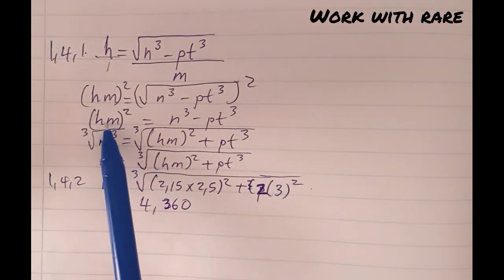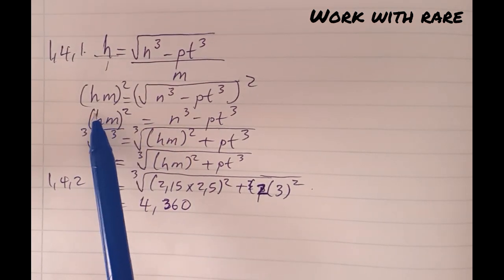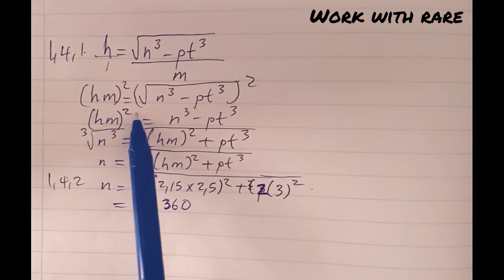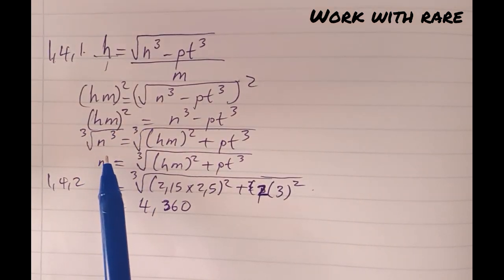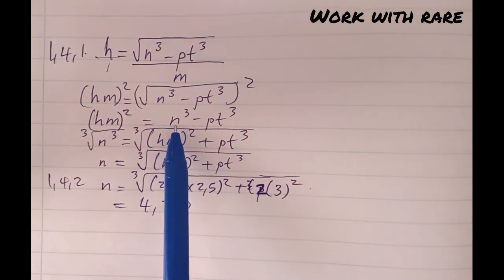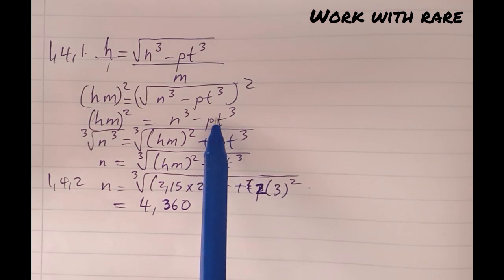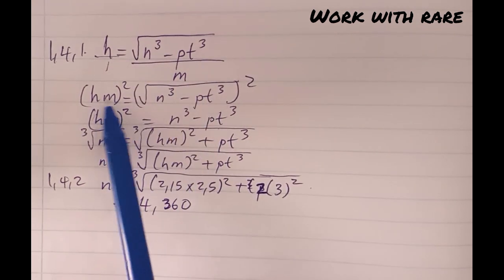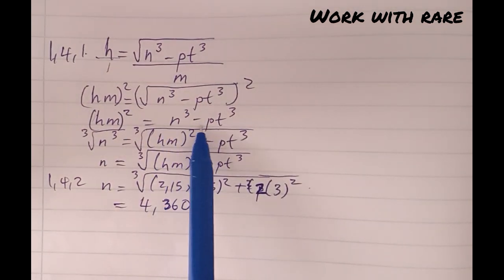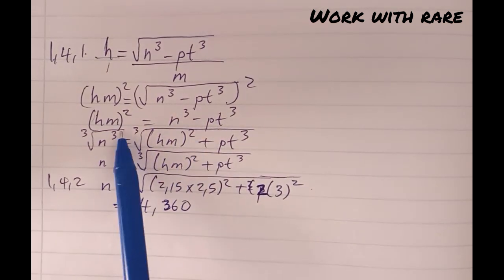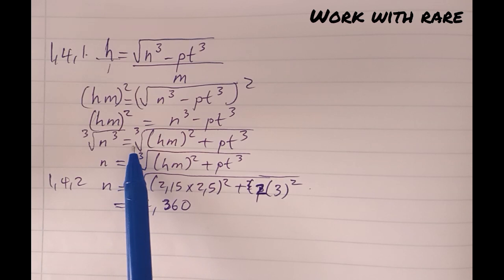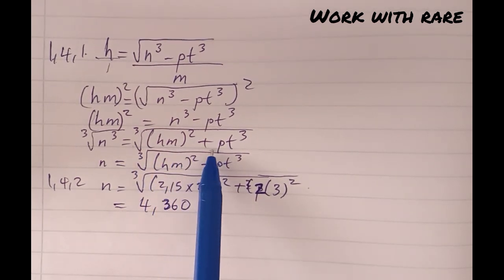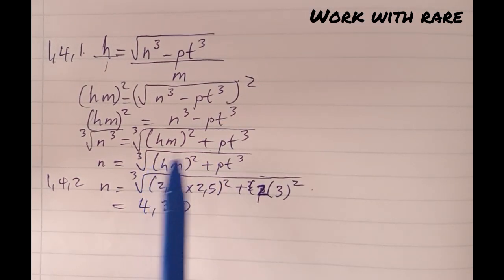So now I will have hm squared. So here we put them in brackets because these two affect h and m. Okay, so remember now our goal is to make n the subject of the formula. So since here we have n cubed minus pt cubed, we'll have to take this to the opposite side so that we can be left with this n. So now if I take it to the opposite side, the sign will change. So remember, we will remain with n cubed is equal to (hm) squared plus (pt) cubed, I mean.